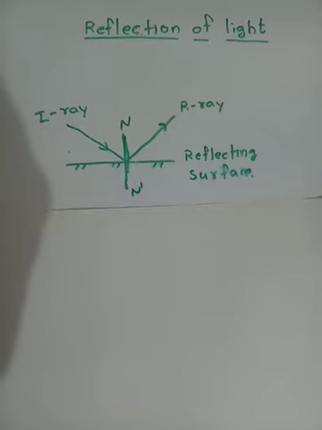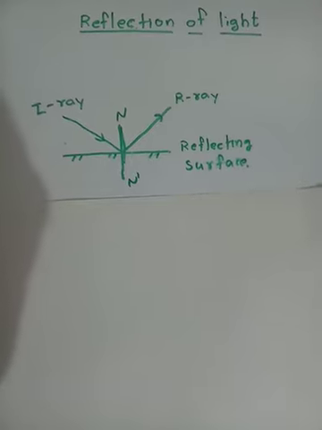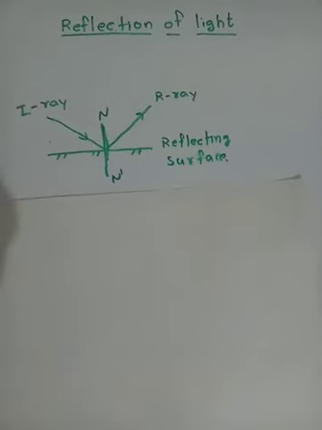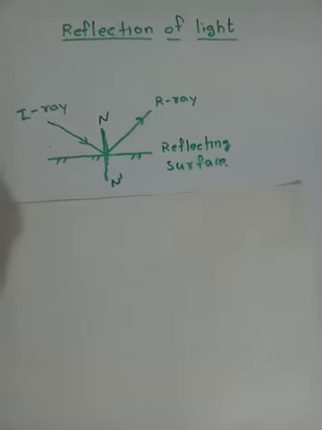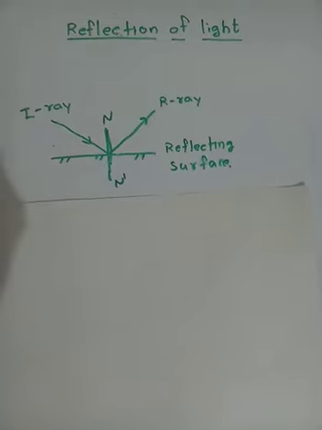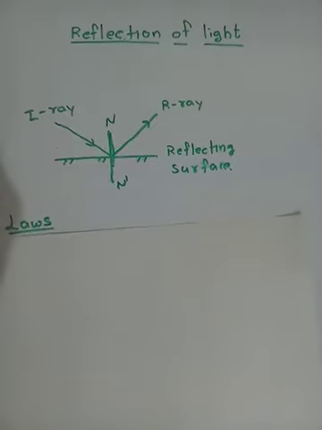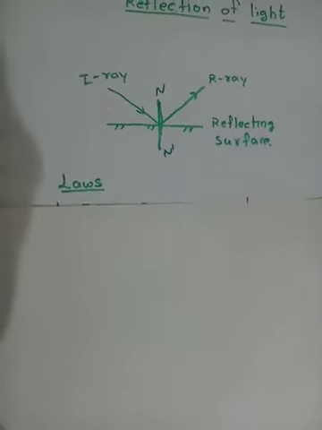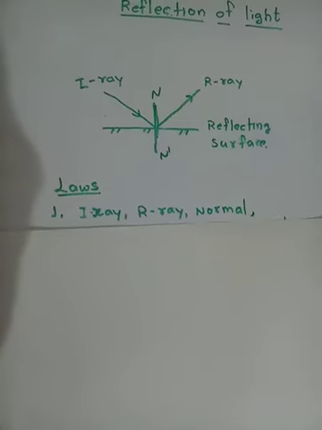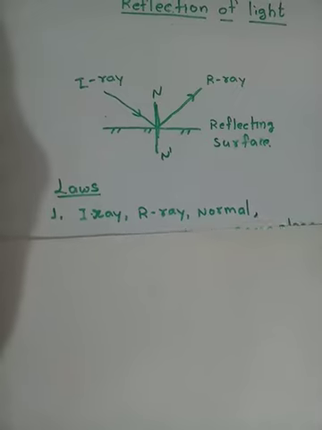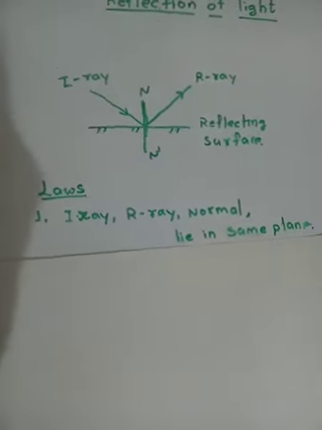Because reflection is a phenomenon, there are some laws associated with it. What are those laws? Reflection is governed by two very simple laws of reflection. The first law says that the incident ray, the reflected ray, and the normal all lie in the same plane.